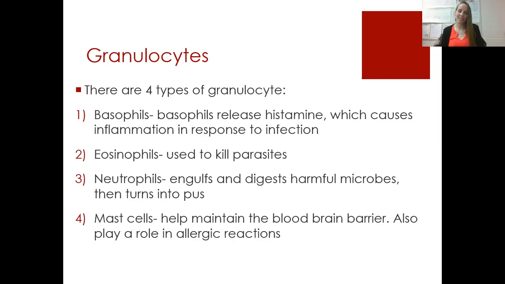The basophils release histamine, which causes inflammation. So anytime you have an inflammatory response, that is because of the basophils. The eosinophils are responsible for killing parasites. The neutrophils engulf and digest microbes and then turn into pus. So if you ever have a cut that gets infected and it's a little pussy, that would be your neutrophils. Dead neutrophils are the pus. And then mast cells help maintain the blood-brain barrier, so they protect you from brain infections. They also play a role in allergic reactions.